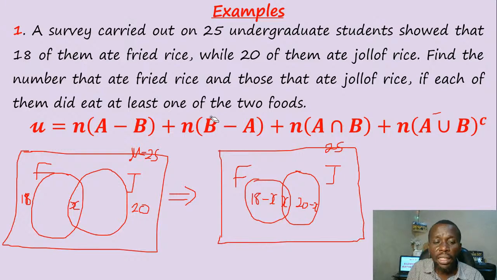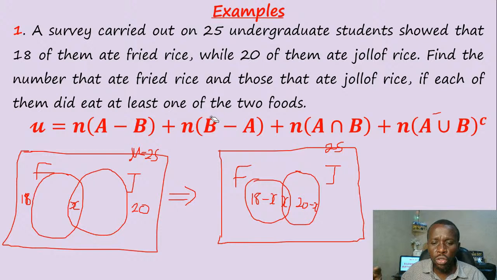Okay. Then when you have those two rings joined together, that center is those that ate fried rice and jollof rice together. Center. Both. That is what is called the intersection. Because they intersect, they tried to eat fried rice, then went ahead and intersected to eat jollof rice. So that is the intersection. That is the X we have. Now, that 18 is those that ate fried rice. 20 is those that ate jollof rice. Now, you see that I wrote them outside.